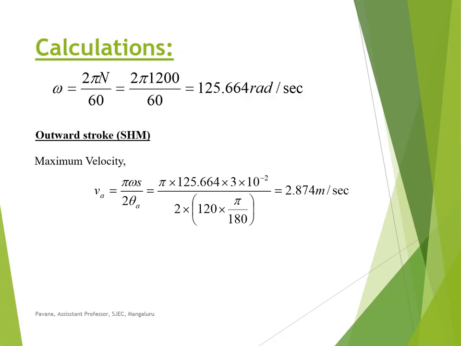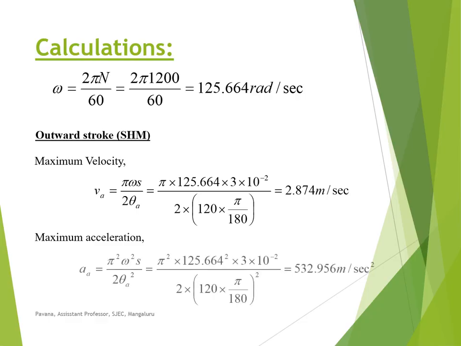Now next is to calculate the maximum acceleration for the outward stroke, SHM. See that table. What is the formula? The formula is AA is equal to pi square omega square S by 2 theta A square. Again, all data are available, just the substitution. Pi square, omega 125.664 square, S 3 centimeter, divided by 2 into theta square. Remember, square is there. So the answer is 532.956 meter per second square. So this is for outward stroke calculation. Remember the formula, that is very important.